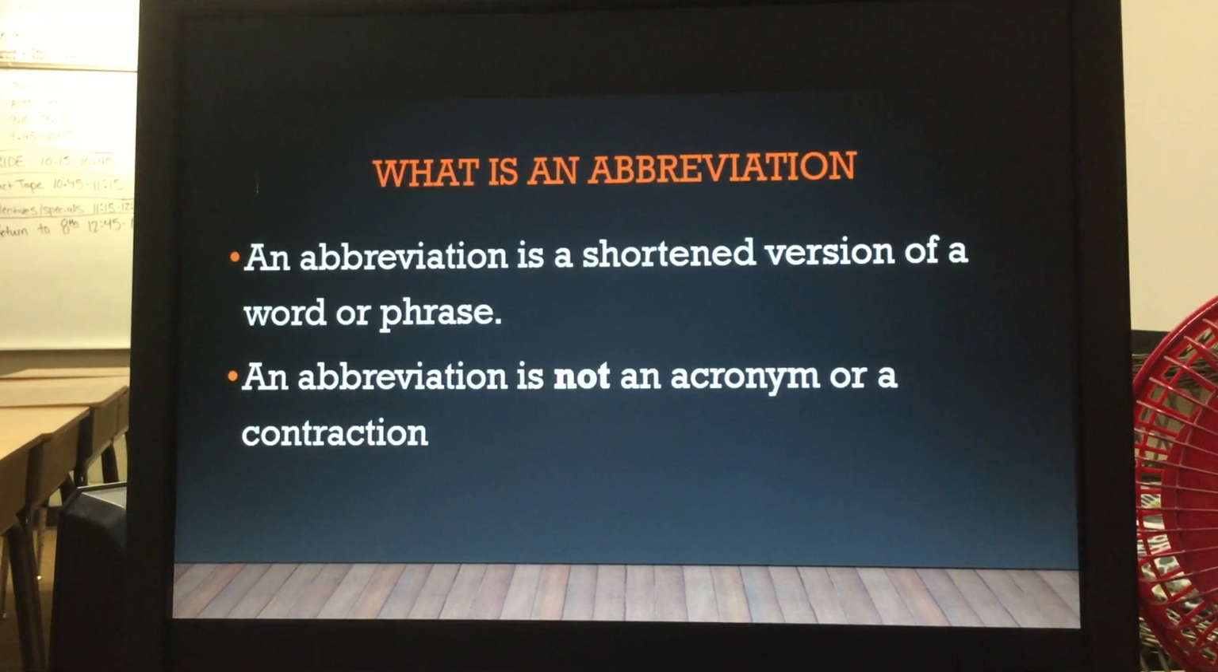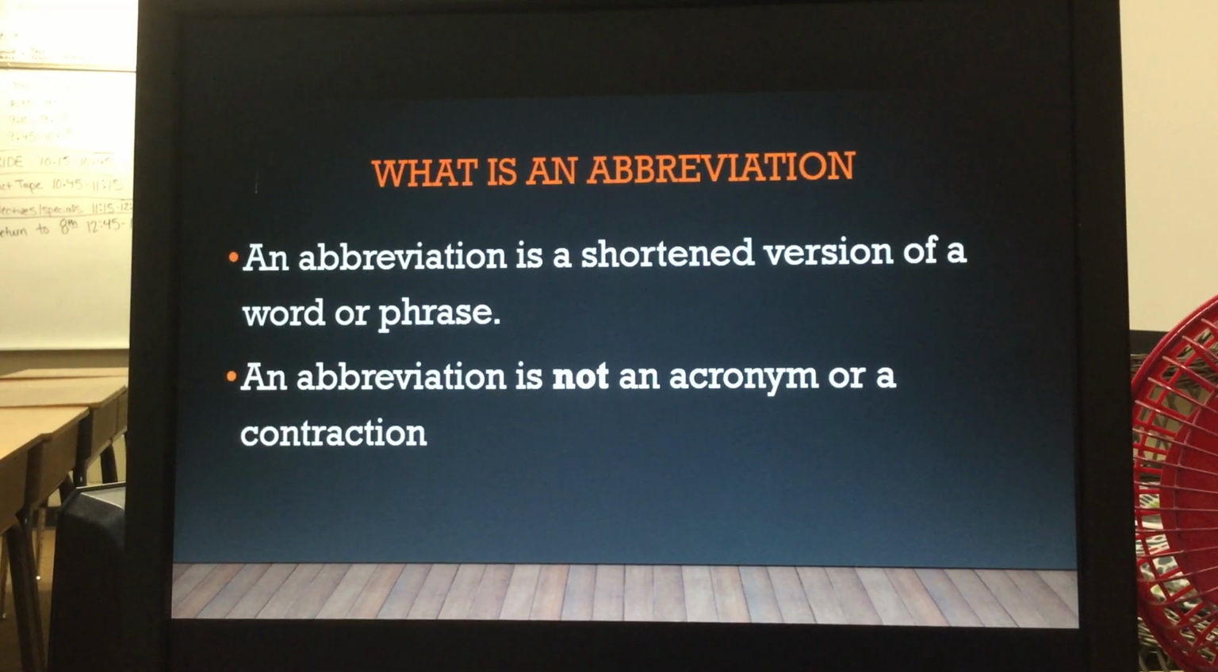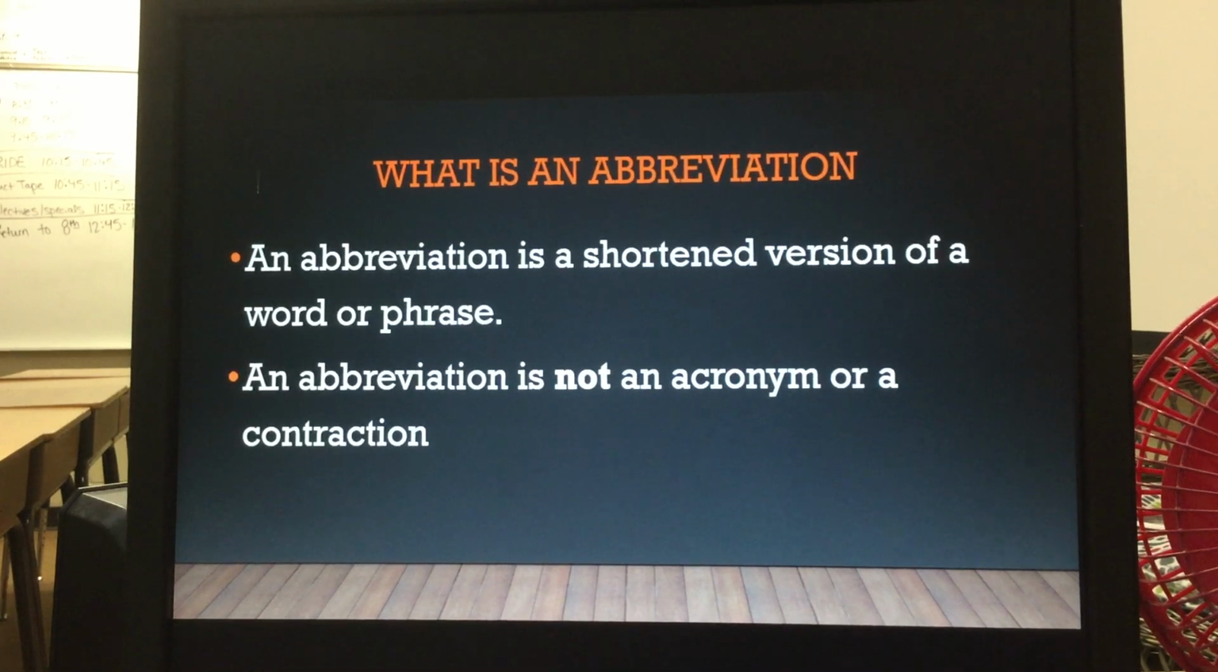So first of all, what is an abbreviation? An abbreviation is a shortened version of a word or phrase. An abbreviation is not an acronym or a contraction. An acronym would be like PEMDAS that you have in math: Please Excuse My Dear Aunt Sally. That is not an abbreviation, that's an acronym. And a contraction is words like can't, C-A-N-apostrophe-T. So an abbreviation is a shortening of a word or phrase.